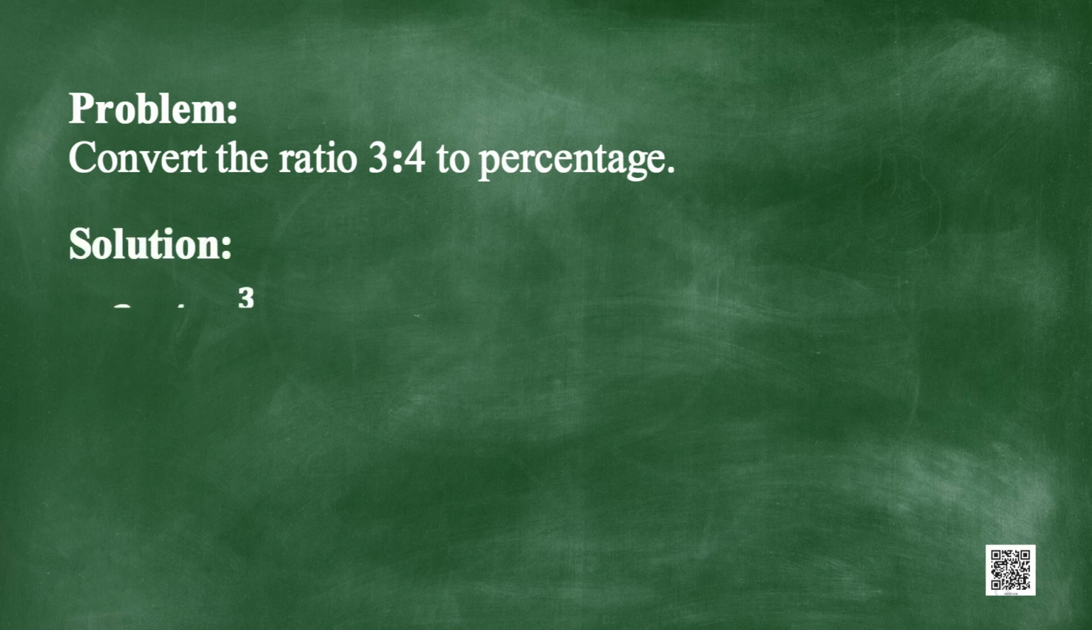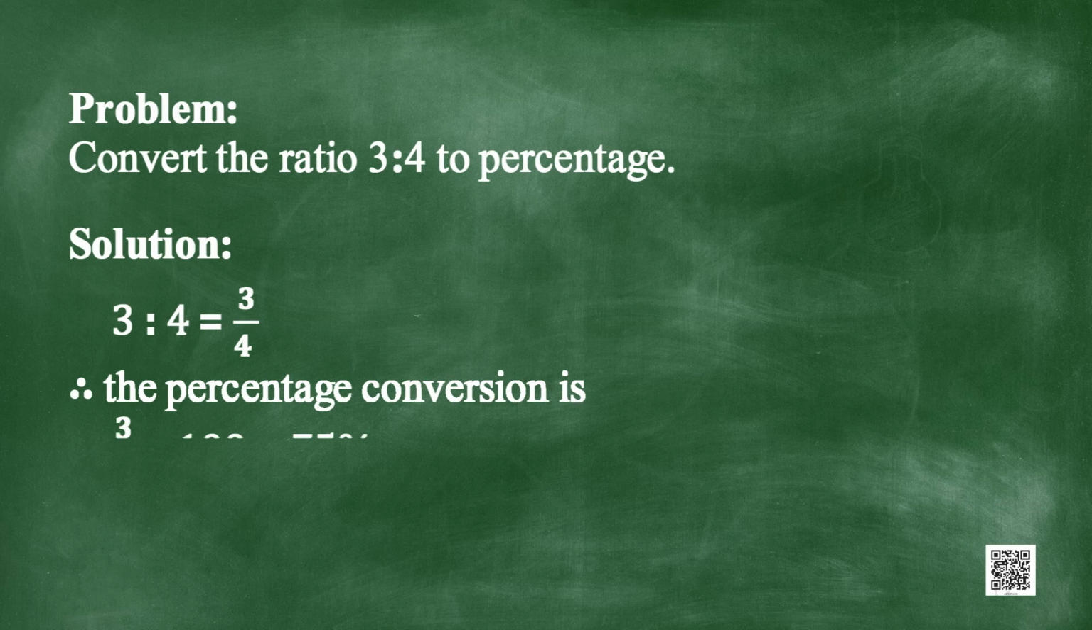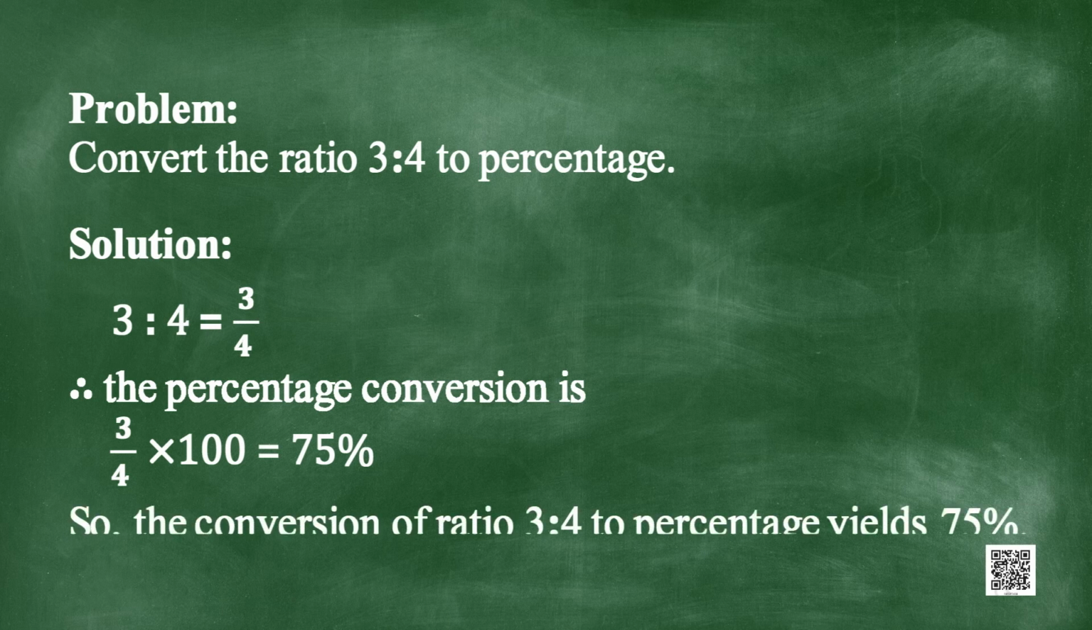So the percentage conversion will be given by 3/4 multiplied with 100. So this is equal to, we know that 4 goes into 100, 25 times. So 3 times 25 will be equal to 75%. So therefore, the conversion of ratio 3:4 to percentage yields 75%.